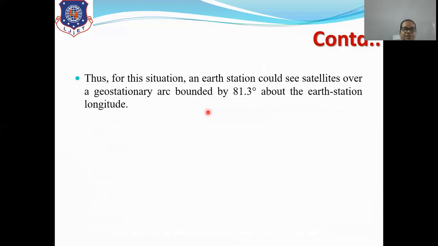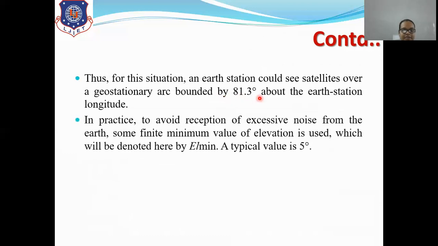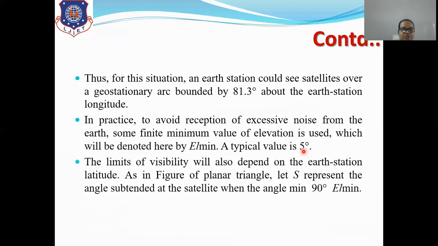Now, thus, for this situation, an Earth station could see satellites over a geostationary arc bounded by 81.3 degrees about the Earth station longitude. Clear? So at maximum it is seen over plus or minus 81.3 degrees, depending on whether it is east or west. In practice, to avoid reception of excessive noise from the earth, some finite minimum value of elevation is used, which is denoted by EL minimum, and it is taken as 5 degrees. Clear? So the limits of visibility will also depend on the earth station latitude.